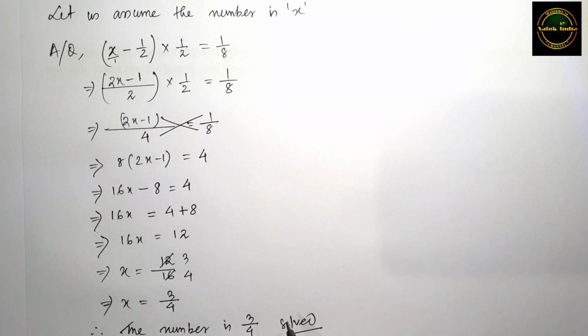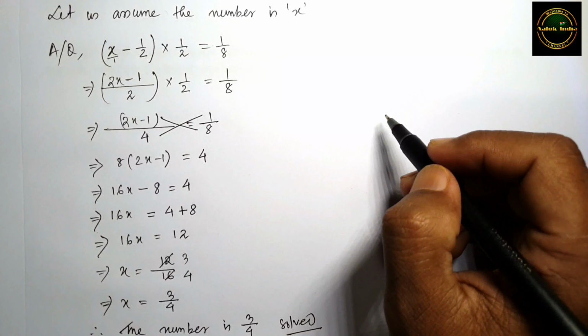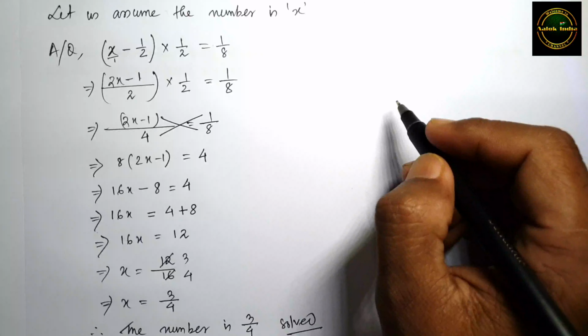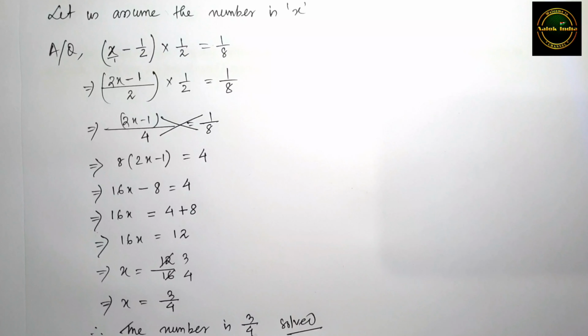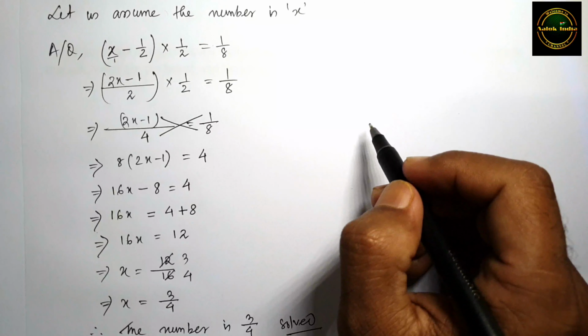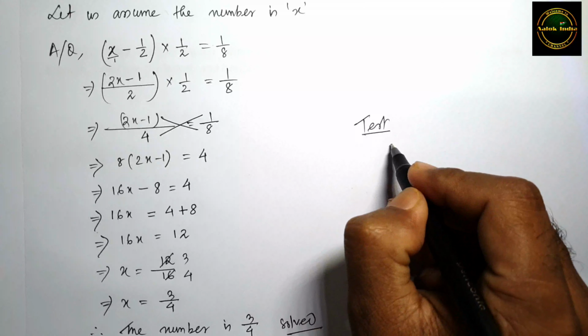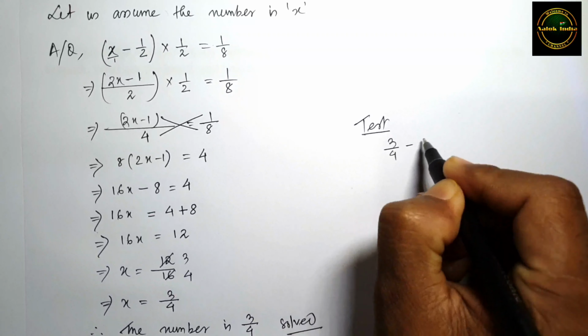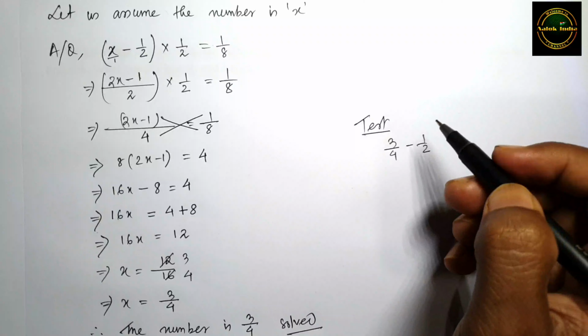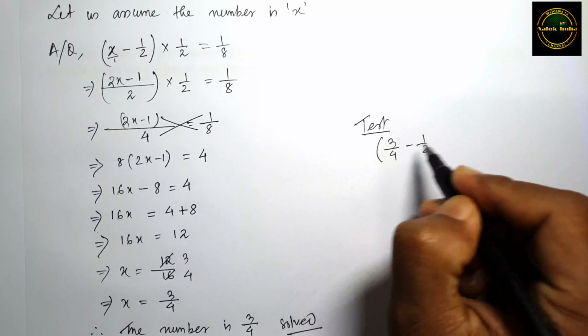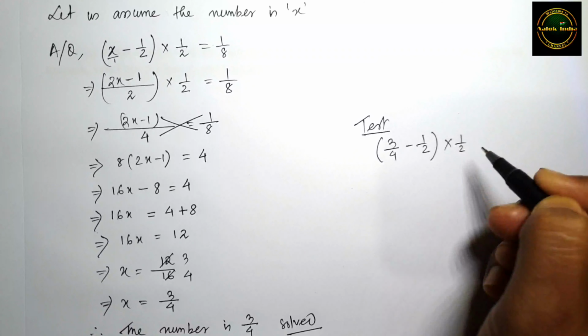Now we'll check whether our result is correct or not. There is a method called the testing method. Our maths is already solved here, but now we'll test whether our answer is correct or not. The answer we got is 3 by 4. Now let's read the question. They said if we subtract half from that number, that is half from 3 by 4, 3 by 4 minus half, and if we multiply the result by half, let's see what result we get.